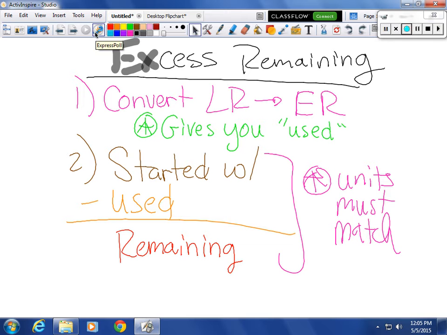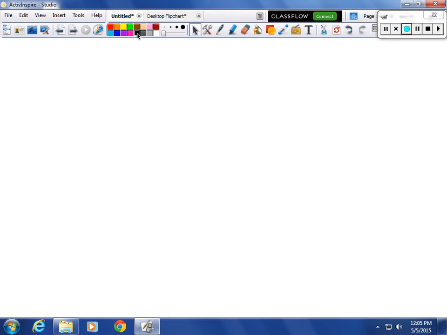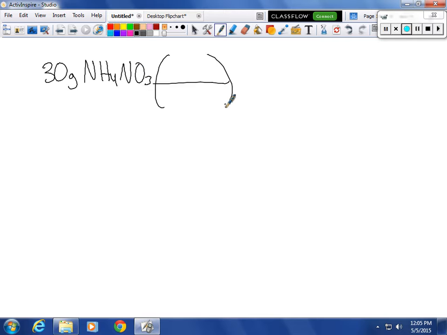Okay? All right, so let's convert LR to ER. So we started with 30 grams of NH4NO3, right? And then we go from grams of NH4NO3 to moles of NH4NO3. That's wrong, friends. Yep, this is C.